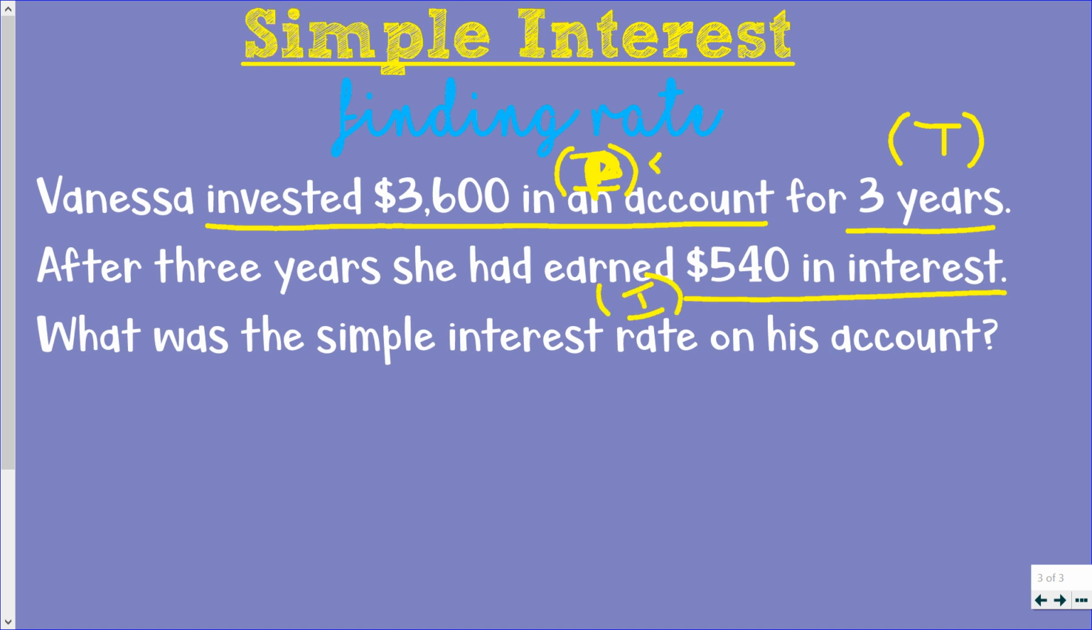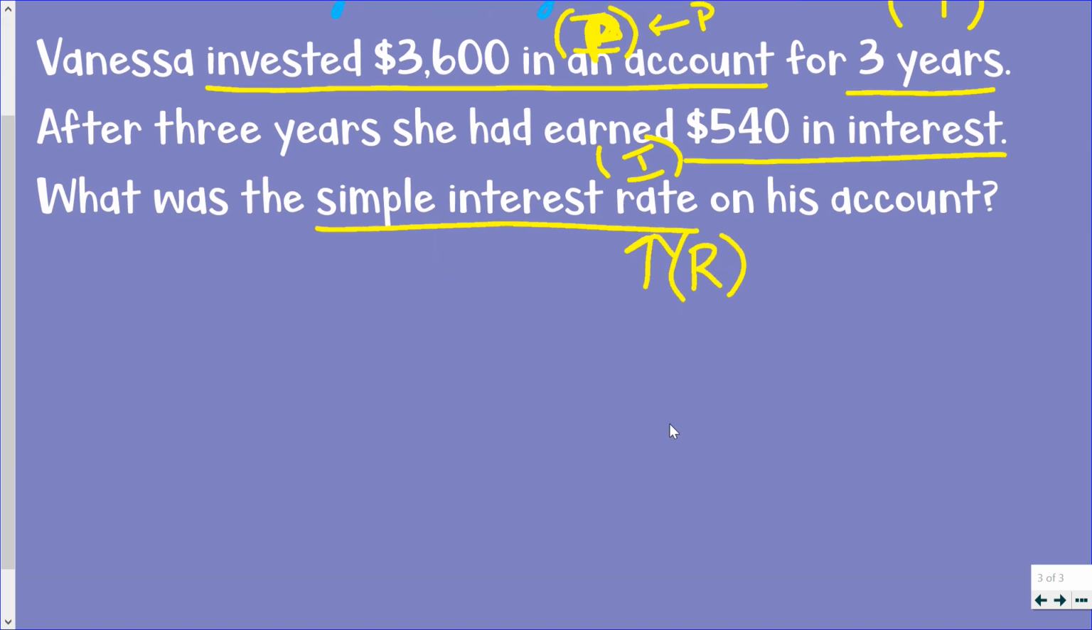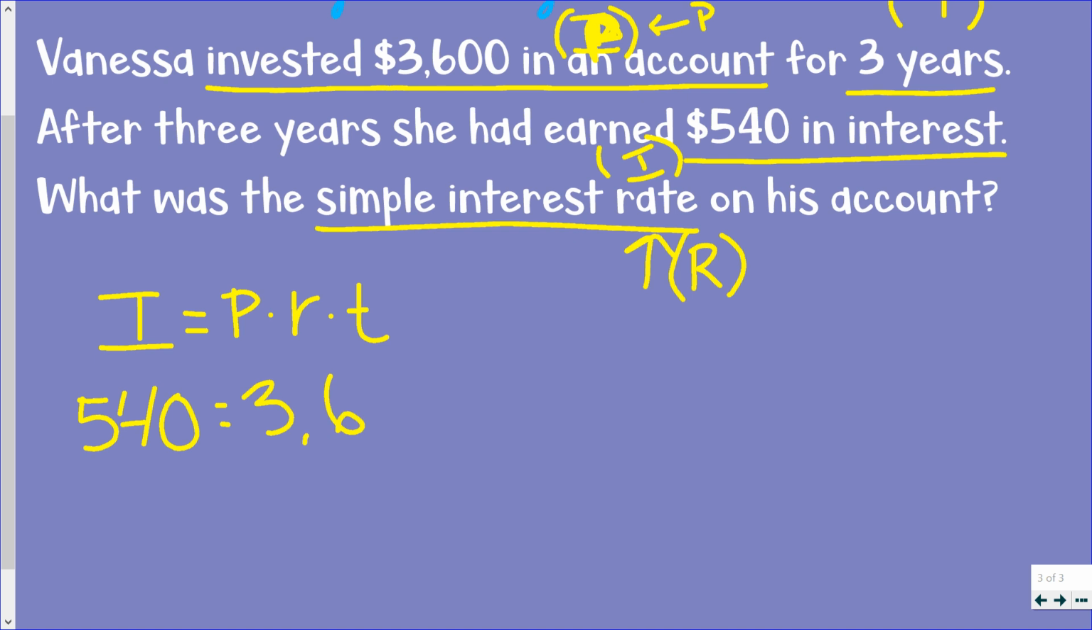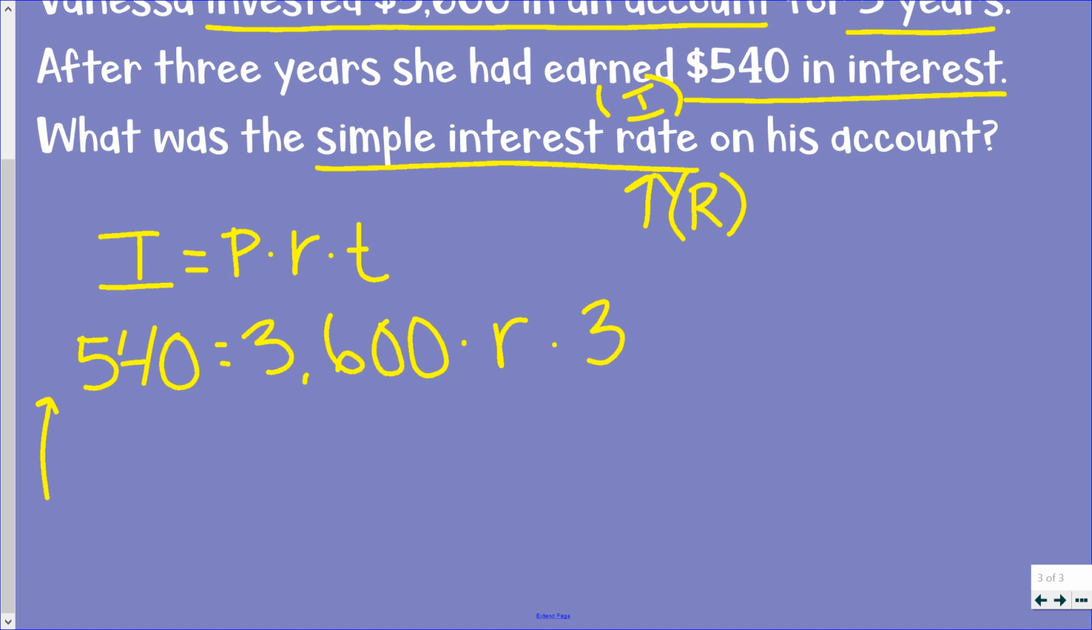Remember, that's a P over there. All right, and what was the simple interest rate? So we don't know what the rate is, so we are searching for R. So once again, starting with my formula, I equals P times R times T. All right, she has $540 in interest. Principal is 3,600 times R, which we don't know, so we'll leave R like that. And T was 3 years. Okie dokie. So as I said in the other two examples, there's nothing on this side of the formula, so we're going to leave that there.